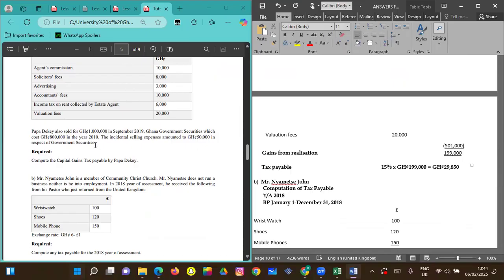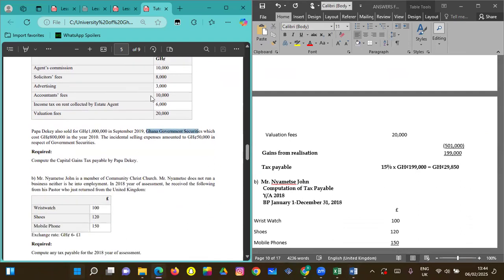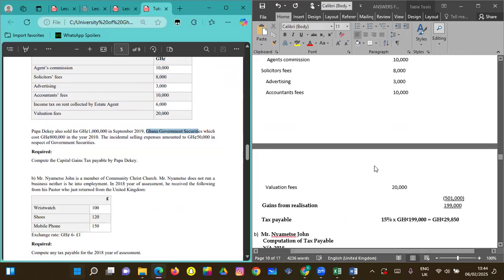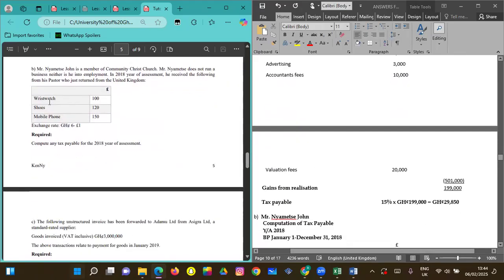And here they are saying that Papa Dike also sold for 1 million in September 2019, Ghana government security. As far as it's government related, it is tax exempt, so we don't treat it. So we leave it. That's why we treated only the first one. So they brought that one to confuse us.